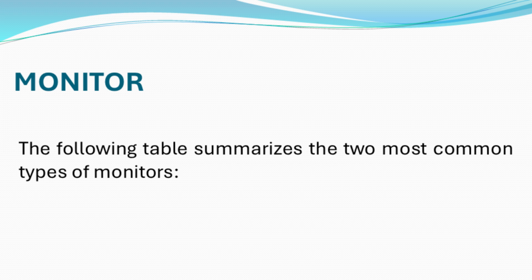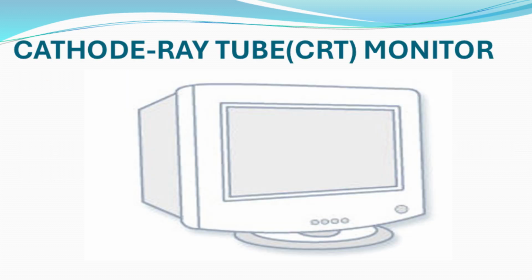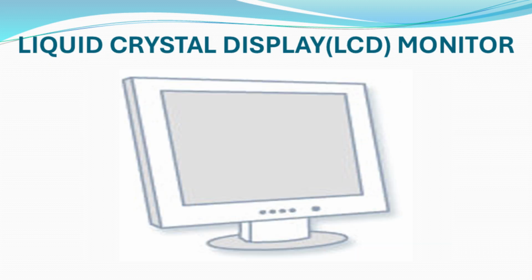Monitor. The following are the two most common types of monitors, as explained here in the video. Cathode ray tube, CRT, monitor: a vacuum tube used as a display screen, a larger monitor that resembles a standard TV. Liquid crystal display, LCD, monitor: uses rod-shaped molecules called liquid crystals, often called flat panel.